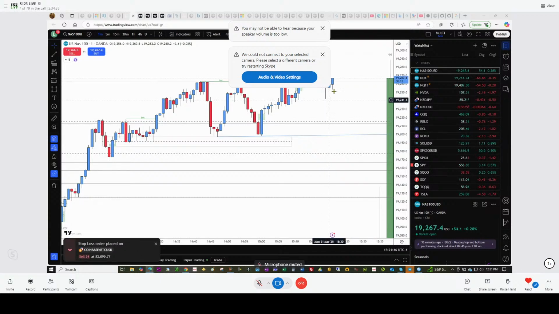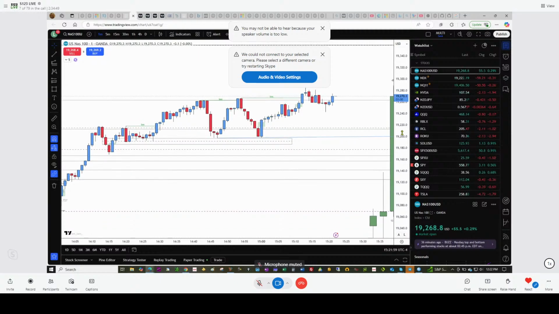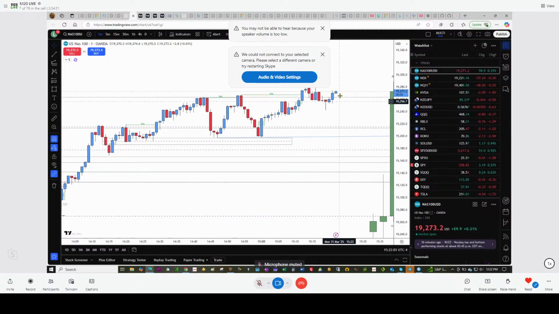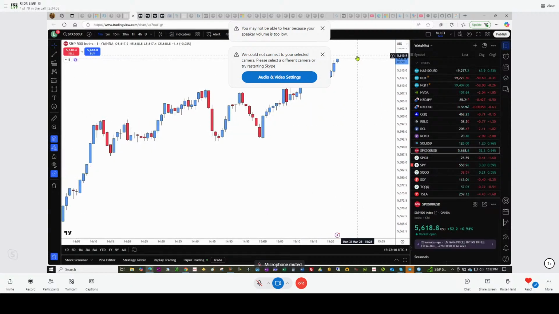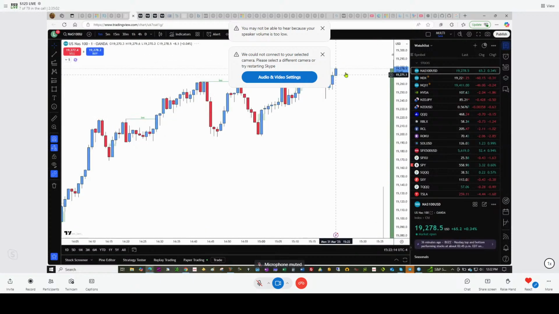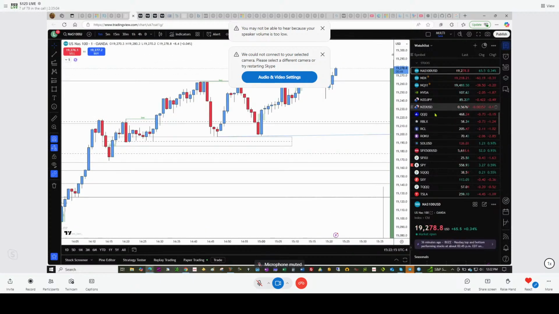Okay, I jumped in on Bitcoin. I'm looking for them to spring out of there. NAS is a nice setup, but I'm not liking NAS for a play at this point, even though I do have a possibility of an 80 handle run. S&P is going, so it looks pretty good that it should do it, but I like the Bitcoin setup better.